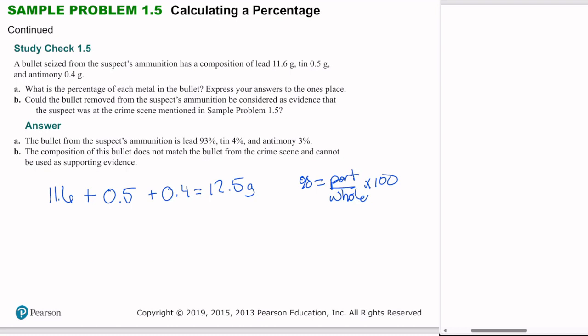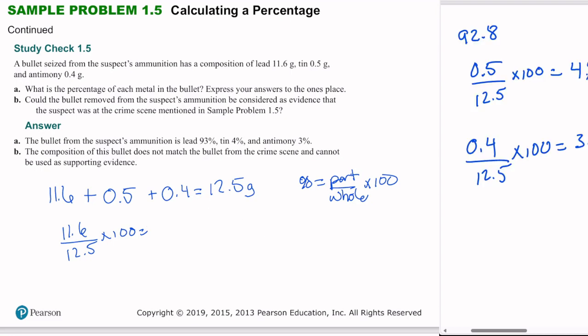Next, we'll calculate the percentage of lead. That is 11.6 grams. That's our part, divided by the whole of 12.5 grams times 100. This gives us a total lead content of 93%. I made some notes in the corner because I didn't have a piece of paper.